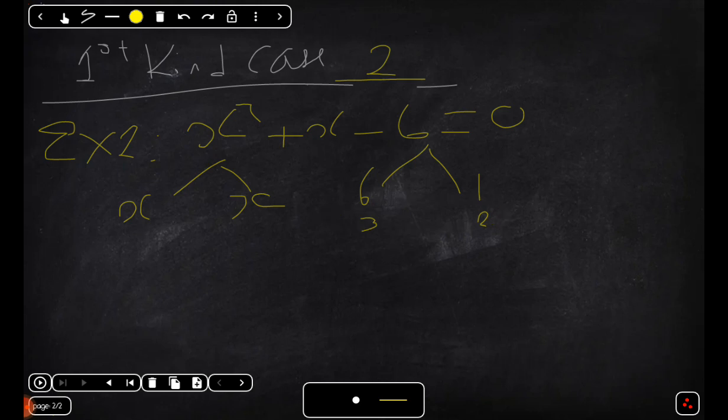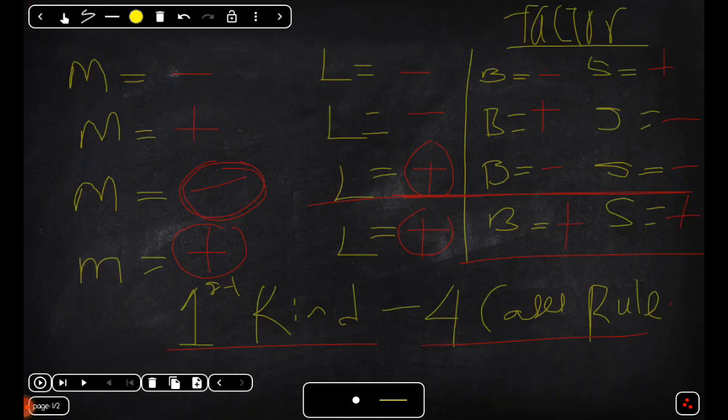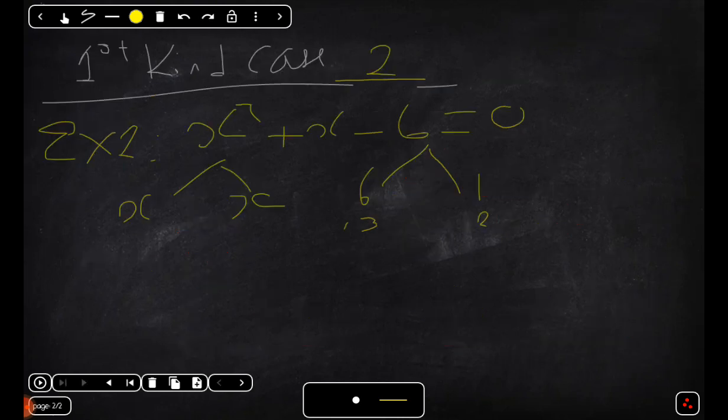Now let's check the rule. If the middle term is positive and the last term is negative, then the bigger number will be positive, while the smaller number takes negative. Thus, if we are writing the factors of this quadratic equation, two values of x, wherever you choose to place them, the major thing is which one takes negative and which one takes positive. So you have already factored the quadratic equation using the rules I just placed for you.